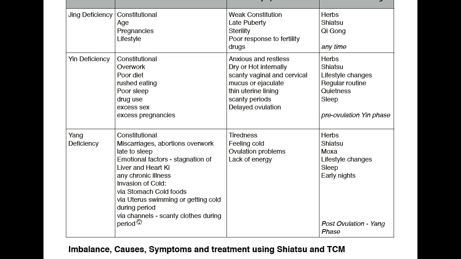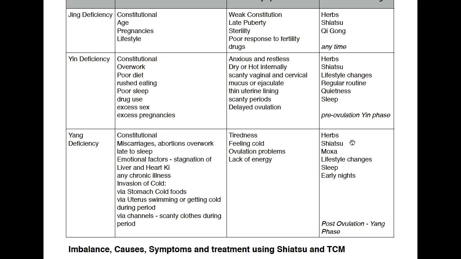And also, this is another interesting one, if you go out in the cold and you're not dressed properly, then the cold can enter the body through the channel. So there are those three ways that cold can get in. And even from a Western medicine point of view, the temperature of the body is really important for conception and for fertility. So that's a Chinese medicine idea that's backed up by Western research as well.